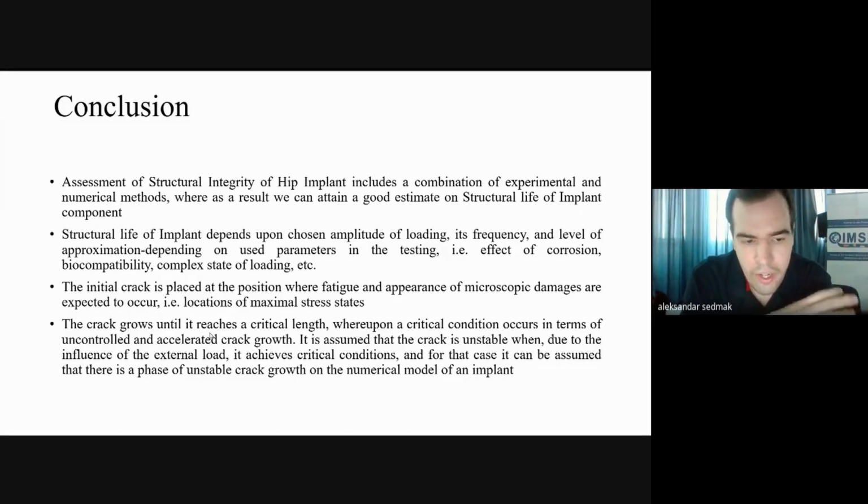So the initial crack, for numerical analysis, is placed at the position where fatigue cracks will most probably start to grow, and that is the location of maximal stress concentration if the situation is ideal. The crack will begin to propagate at the location of maximum stress concentration. Crack grows in the analysis until it reaches a critical length, whereupon a critical condition occurs in terms of uncontrolled and accelerated crack growth.